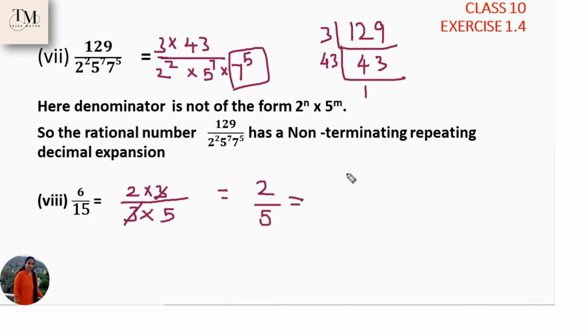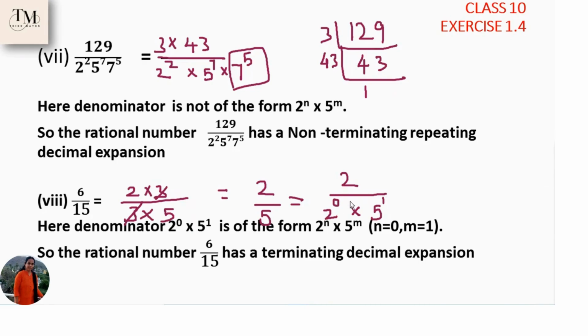That is, the denominator can be written as 2 to the power 0. Anything power 0 is 1. So 2 power 0 is 1. 1 into 5 power 1. So this is same as 5. So this is of the form 2 power n into 5 power m. So here n takes the value 0 and m takes the value 1. So the rational number has a terminating decimal expansion. Okay. So let us go to the next problem.